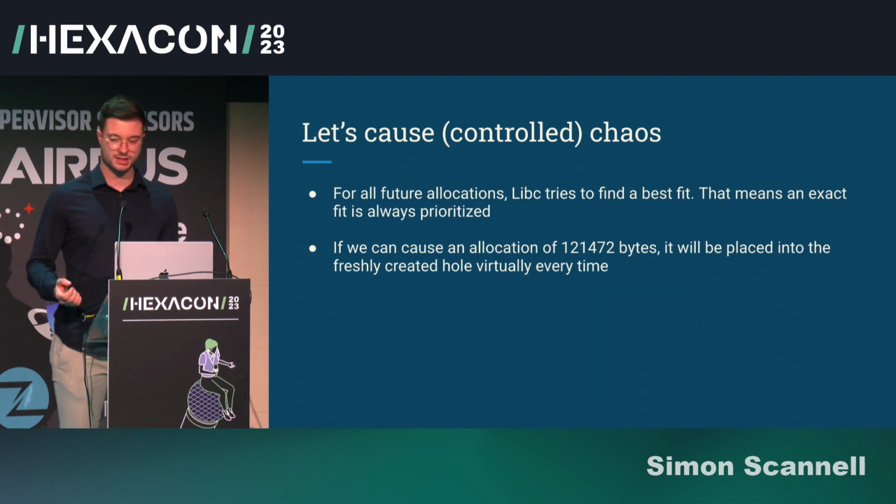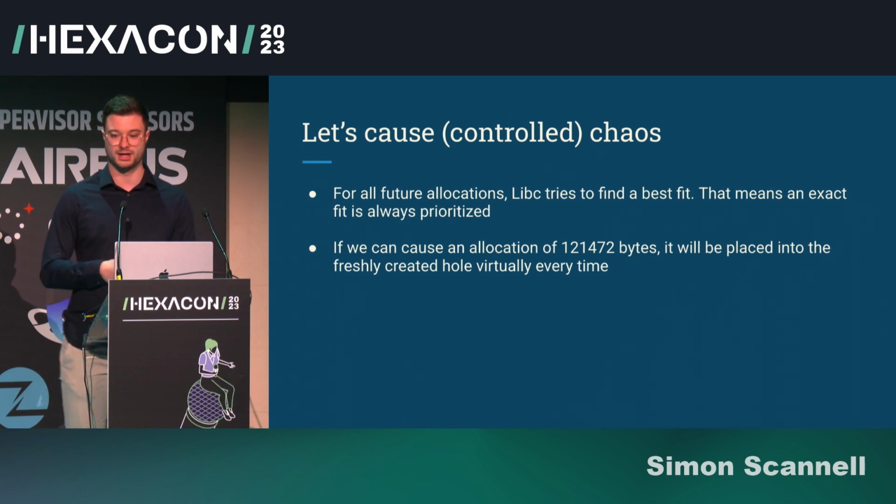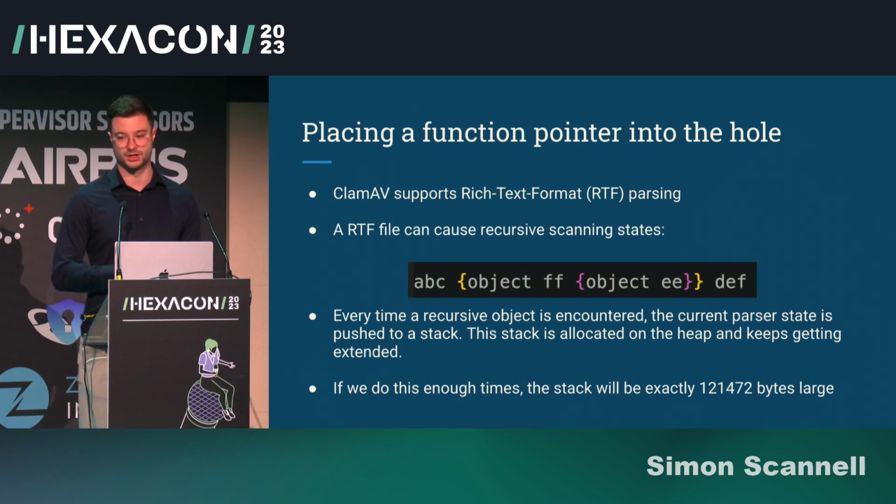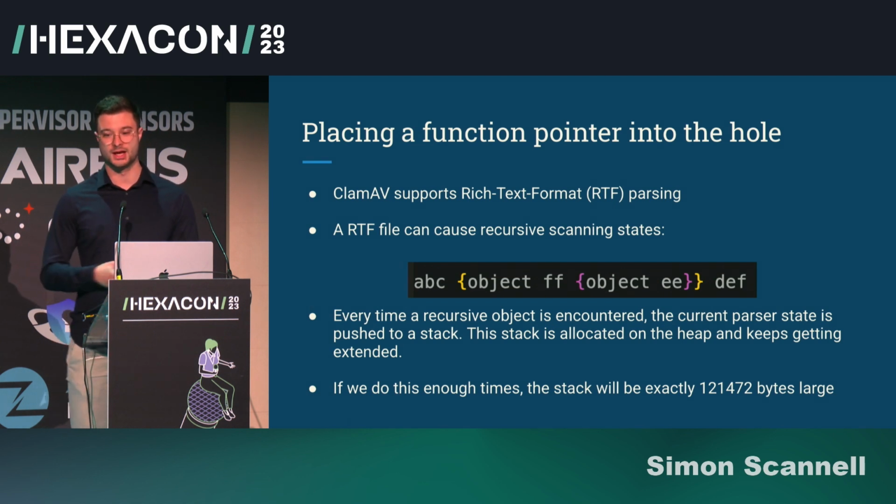And if we can cause an allocation of 121,472 bytes, it will be placed exactly into this hole every time. So now it was all about placing a function pointer into this hole. And for this, we needed to exploit just another file format. In this case, we looked at the rich text format parsing that ClamAV supports.